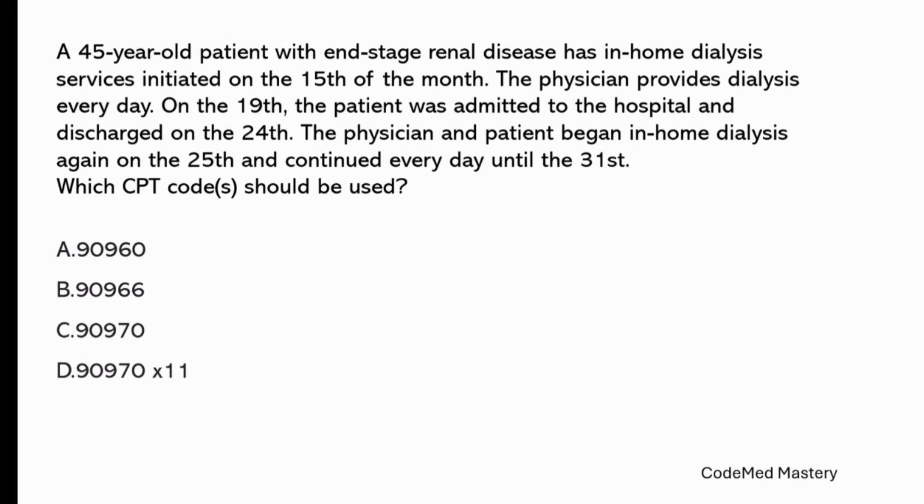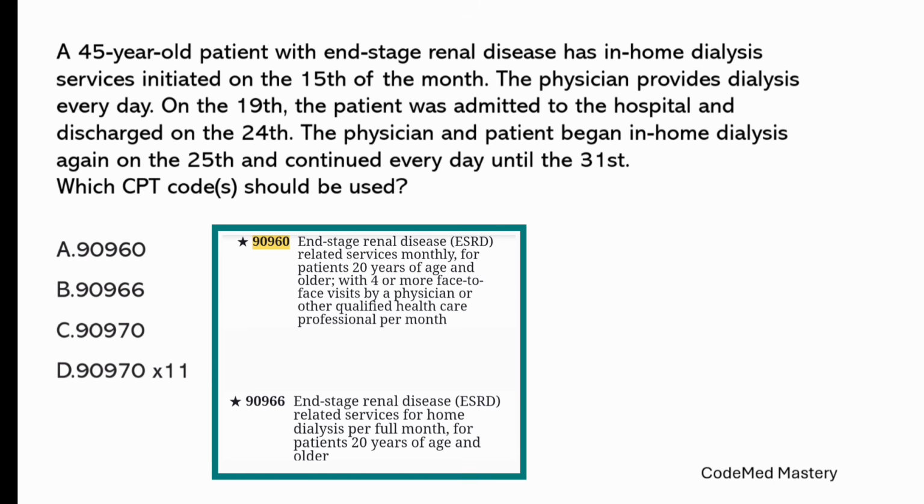Next question, let us check the codes first. Check the code 90960. 90960 is for end-stage renal disease related services monthly for patients 20 years of age or older with 4 or more face-to-face visits by a physician or other qualified healthcare professional per month. Check the code 90966, end-stage renal disease related services for home dialysis per full month for patients 20 years of age or older. Check the code in option C.